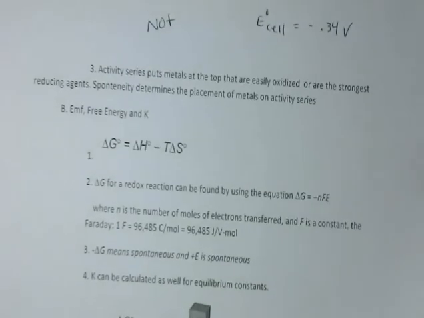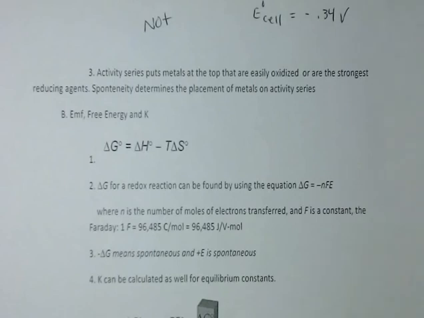Now, how this works with the activity series, so we can think about how this works in terms of spontaneity in general with the Gibbs free energy. When we think about electrons and what metals want to be oxidized, there's an activity series we talked about in chapter 4. That means the element really wants to lose electrons really quickly. So those are the elements that really want to spontaneously give up those electrons.